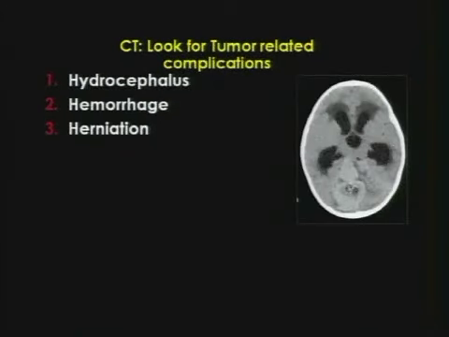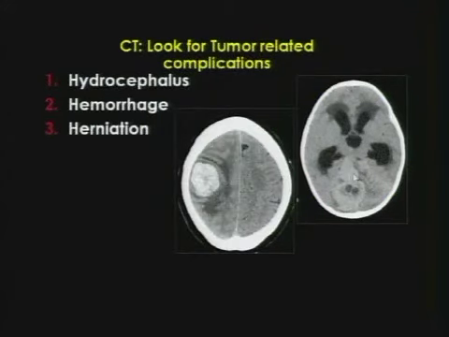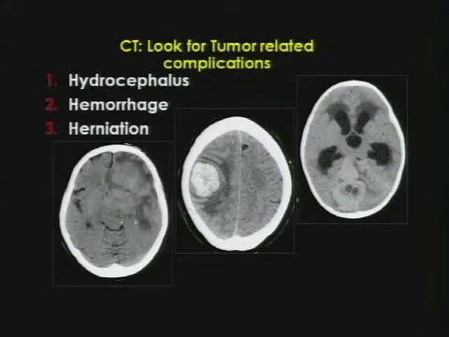Here's a child presenting with a large mass in the posterior fossa, with transependymal CSF. So you already know this patient has a mass and hydrocephalus. Here's another patient, this happens to be a renal cell metastasis, presenting with a hemorrhagic mass. Here's a patient with a lymphoma that's herniating downward.